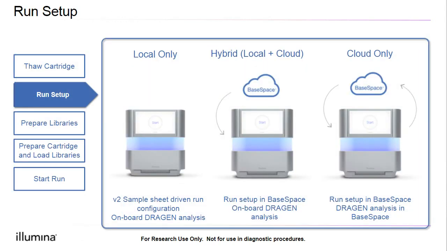We've got our cartridge thawing. Now let's get ready to set up our sequencing run. We have a couple different options for run setup. We can use local only, which is V2 sample sheet driven for the run configuration and utilizes the onboard DRAGEN analysis system. There is the hybrid option, which utilizes BaseSpace for run setup and will then utilize onboard DRAGEN analysis. We also have cloud only, which uses run setup within BaseSpace and then utilizes DRAGEN analysis in BaseSpace.